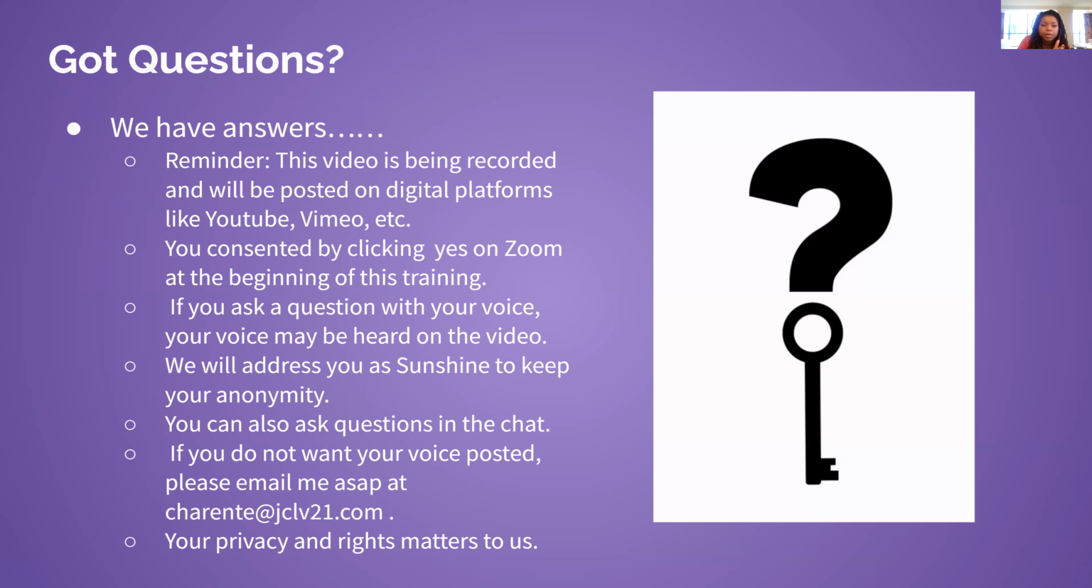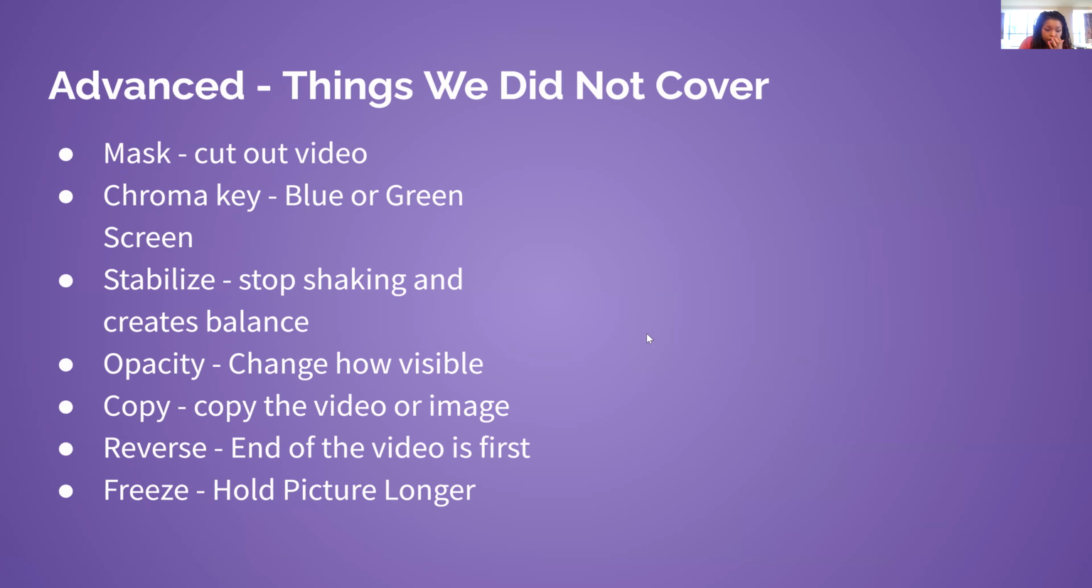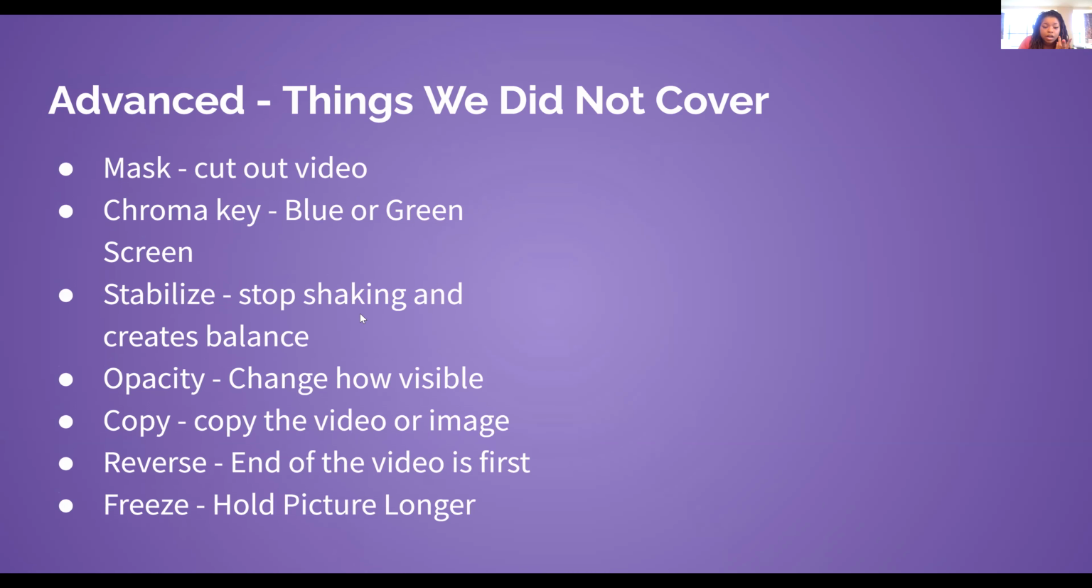You can also fix your body, which I thought was pretty cool. And these are some advanced skills: stabilize, opacity, cover, reverse, and chroma key, which is used for blue screen or green screen. Mask is to cut out the video. You can add another video to the background. Stabilize is to balance the video. And then the next thing would be, let me click on that.